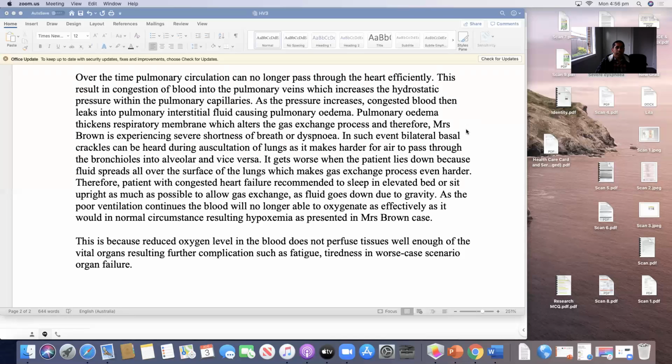As the poor ventilation continues, the blood will no longer be able to oxygenate as effectively as it would in normal circumstances, resulting in hypoxemia as presented in Mrs. Brown's case. This is because reduced oxygen level in the blood does not perfuse tissue well enough for the vital organs, resulting in further complications such as fatigue, tiredness, and, in the worst case scenario, organ failure.